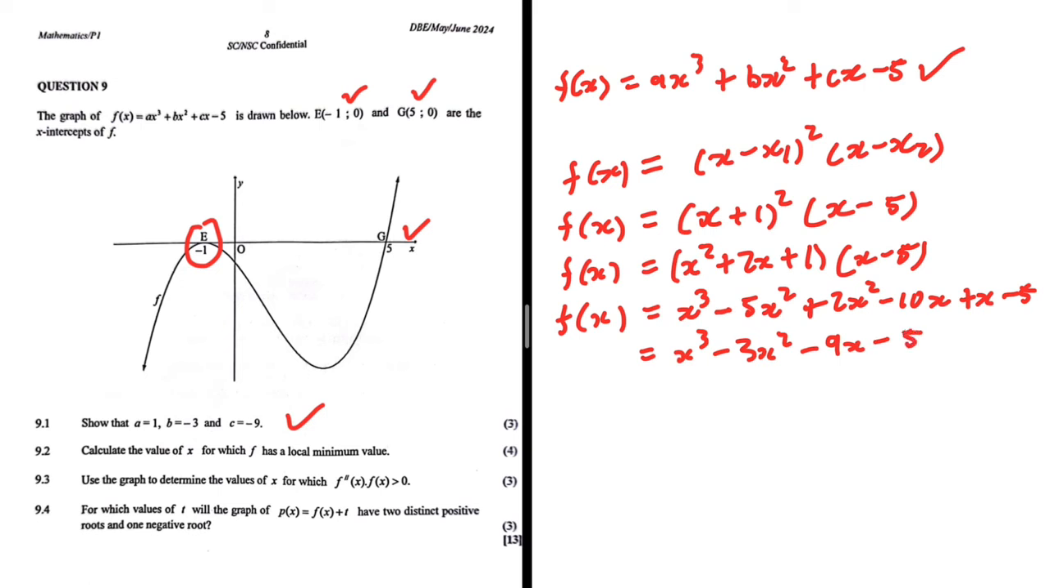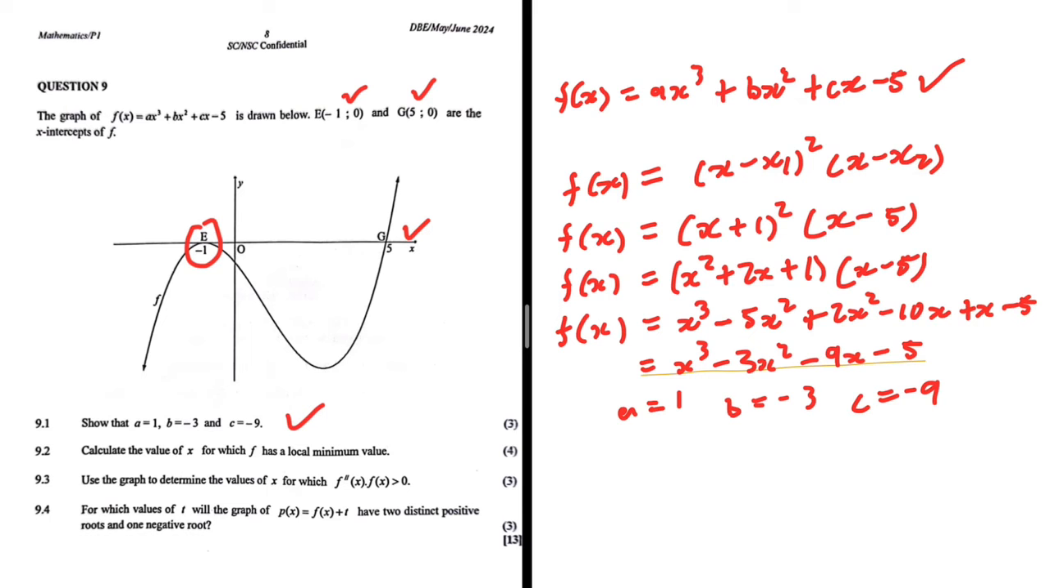Clearly, we can see that a is equals to 1, the coefficient of x to the power 3, and b is equals to minus 3, the coefficient of x squared, and then c is equals to minus 9, the coefficient of x. We have shown that a is equals to 1, b is equals to minus 3, and c is equals to minus 9. Right, so let's be careful of this. When we have an x-intercept that also serves as a turning point, we can use it twice.